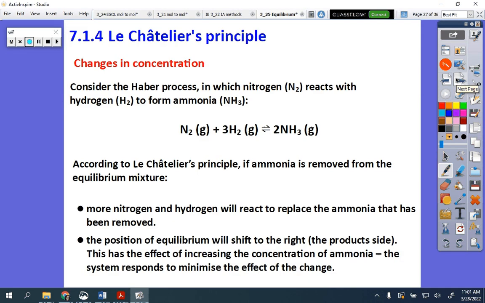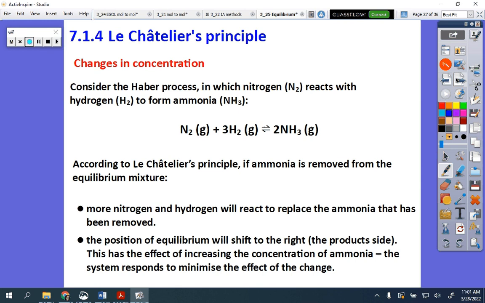So if we think about the Haber process in the context of Le Chatelier's principle, we can think about the various effects on this. One of the things that Haber figured out is that if he could remove the ammonia from the mixture, then he would shift the equilibrium to the right towards the product. So as the ammonia is produced, it gets removed from the system, and the same amount of nitrogen and hydrogen will then react to replace what's been removed. It'll shift that equilibrium towards the right.